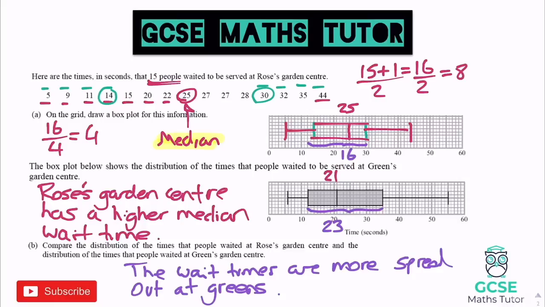That is our last little bit of comparison there. So always make sure you compare the median, and then always make sure that you compare the spread, again, which is shown by the interquartile range there. I've just realised that doesn't really look very good. It doesn't really look like the word spread. There we go. Okay, so the wait times are more spread out at Green's garden centre.